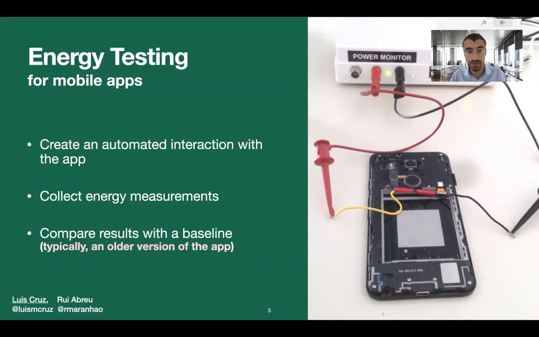First, create an automated interaction with the app so that we can reproduce the tests. We need to collect energy measurements and then compare the results with the baseline. And typically, the baseline is the previous version of the app. In our work, we'll be focusing on automated interactions with the app: how we do this and what's the overhead of this on energy consumption.